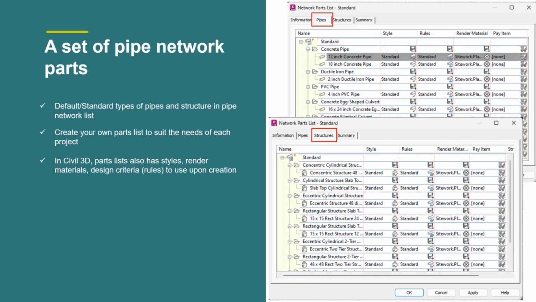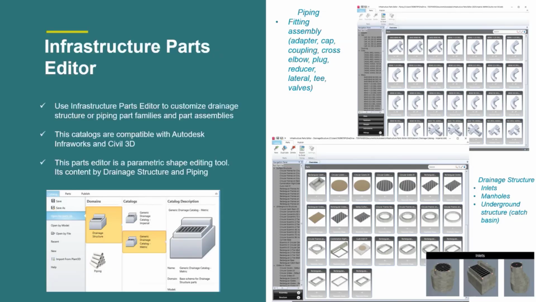So this is a set of pipe networks that is already in Civil3D. As you can see here, it has pipe list information. This one is a standard part list, or default part list, that is already in Civil3D. But some of your projects might need some standard, or you want to customize your own pipe part list, so you can actually do that. It also has some styles, rules, or render materials that you can create for your pipe network parts.